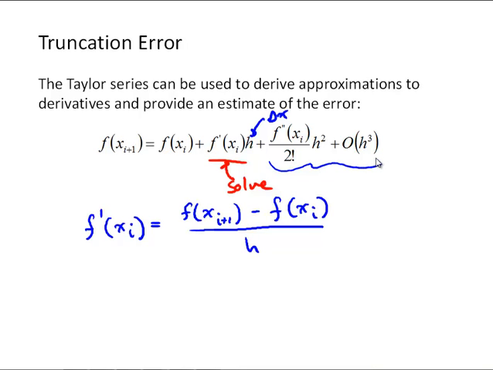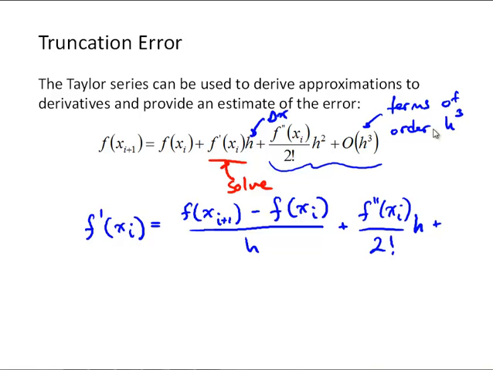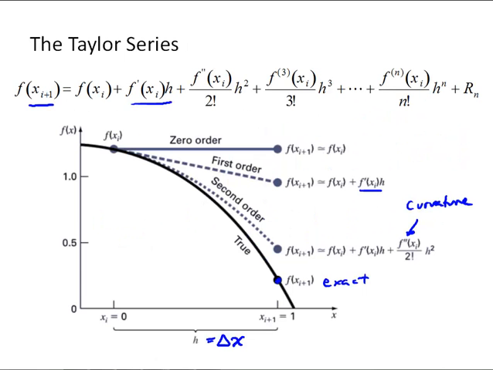And then we've brought all that over, and we're going to have these terms left over, which I will write as plus f double prime xi over 2 factorial times h, because we've divided out one of those h's, plus terms of order h cubed and higher. So that's like these terms, just going on out to the infinite number of terms in the Taylor series. So we'll just take the leading term and keep track of that.